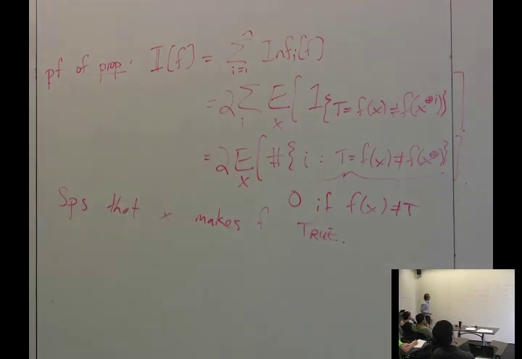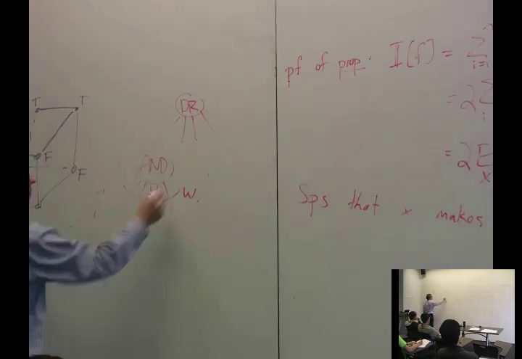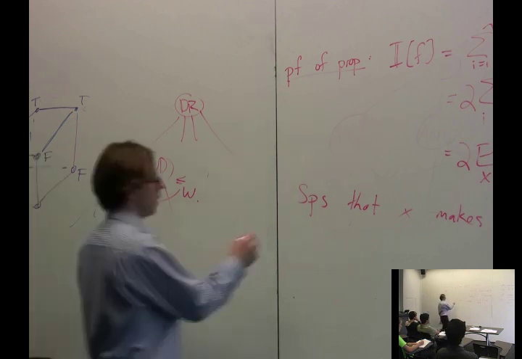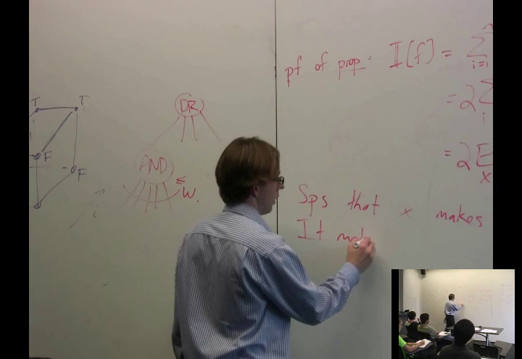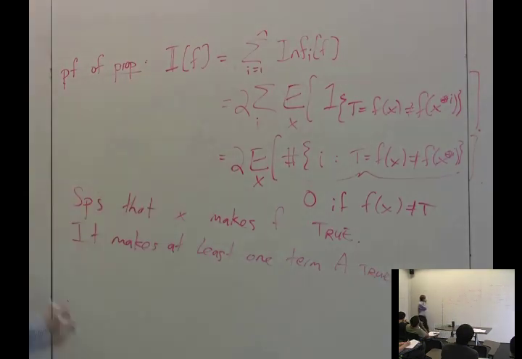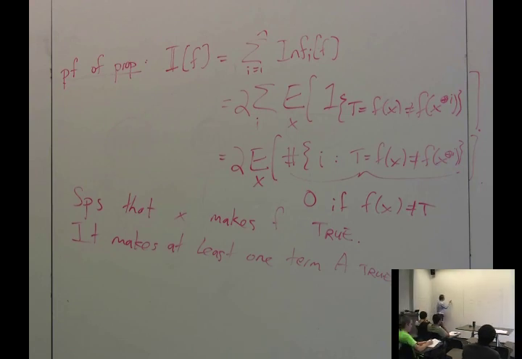Okay, I erased my picture of a DNF, unfortunately. It has an or, has a bunch of ands. And each and has fan in at most w. So if x makes the function true, then there has to be at least one and which is made true. At least one term A true. And now I claim, let's say it makes this one true, then any coordinate which does not appear in the fan in here cannot be pivotal.